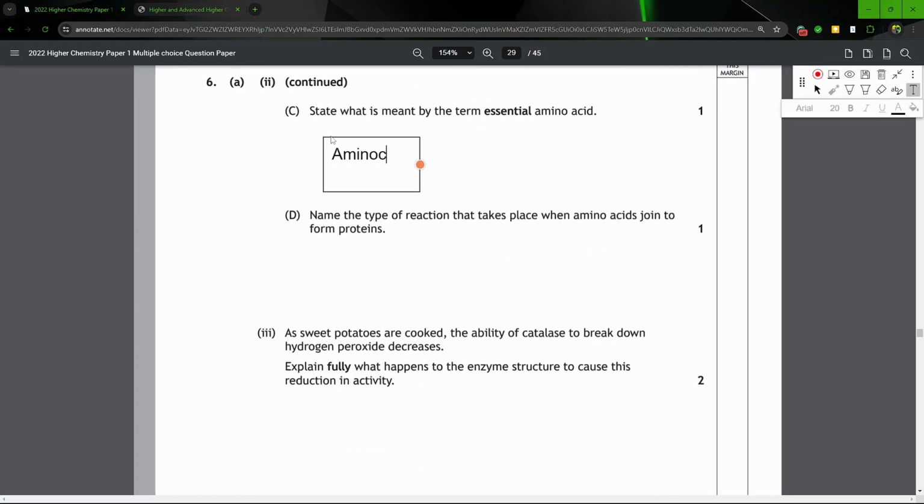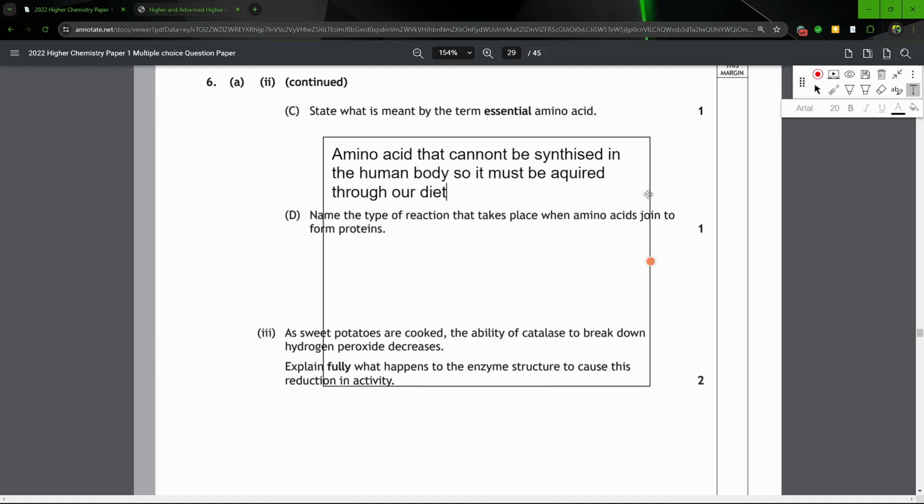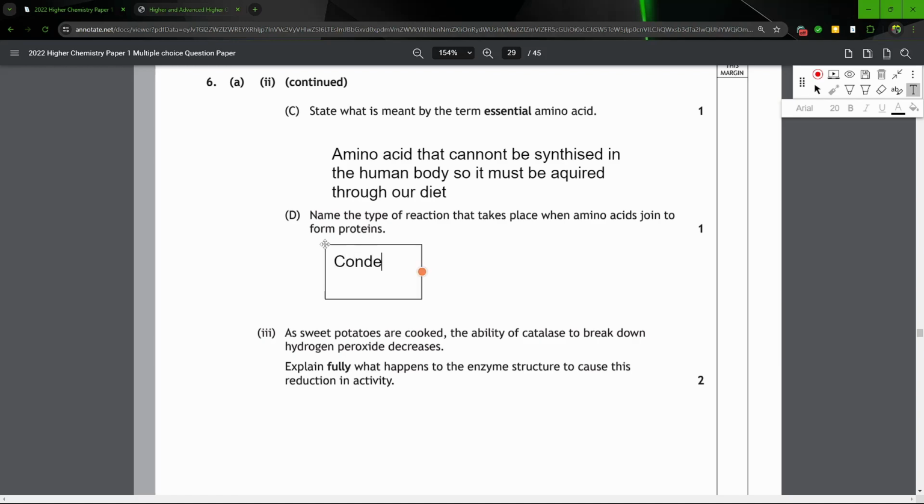State what is meant by essential amino acid. It is an amino acid that cannot be synthesized in the human body, so it must be acquired through our diet. Name the type of reaction that takes place when amino acids join to form proteins. That will be a condensation.